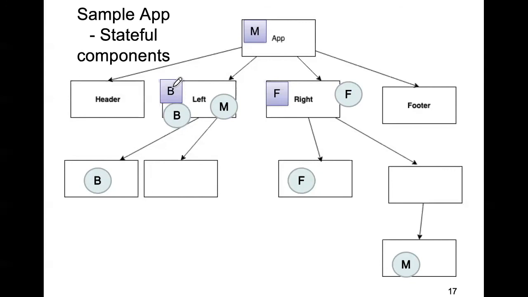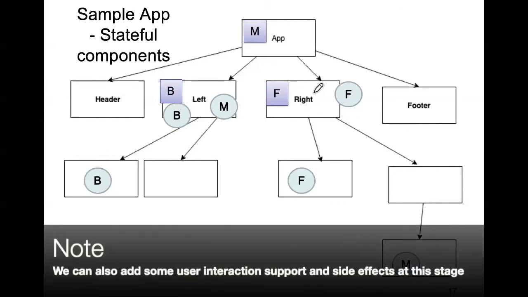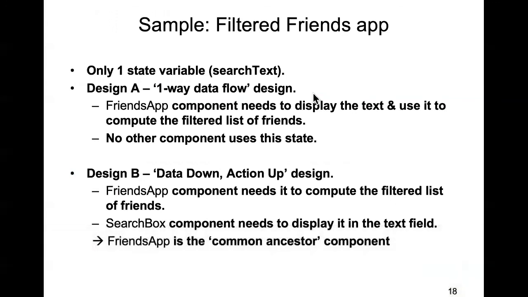So we finish up with three stateful components, this one, this one, and this one. And that's very typical. Our state is scattered around the place. All of the other components are stateless. This just talks you through the similar kind of process with the filtered friends. So you can read through that yourselves. I don't need to go over that again, I think.